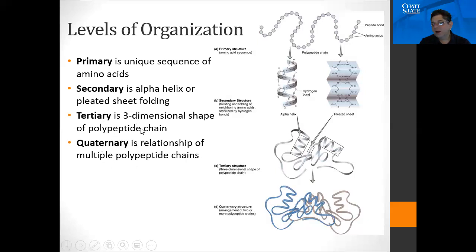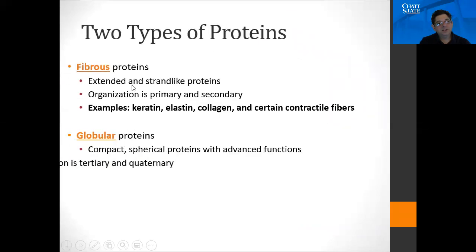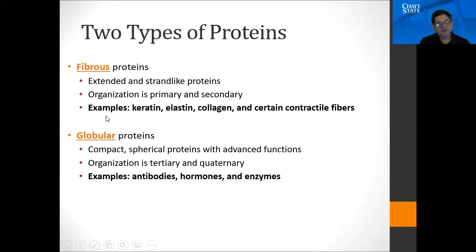These end up being called globular proteins because they're very complicated, right? They're very advanced. Whereas these are called fibrous proteins. They're very simplistic in nature. So please know these examples in both lecture and lab. I promise you're going to get a question on those.